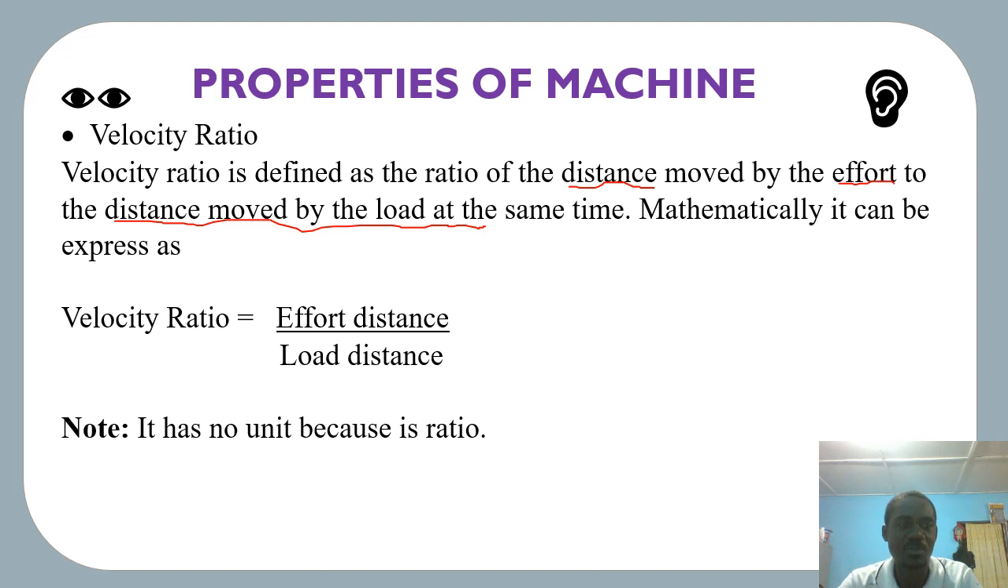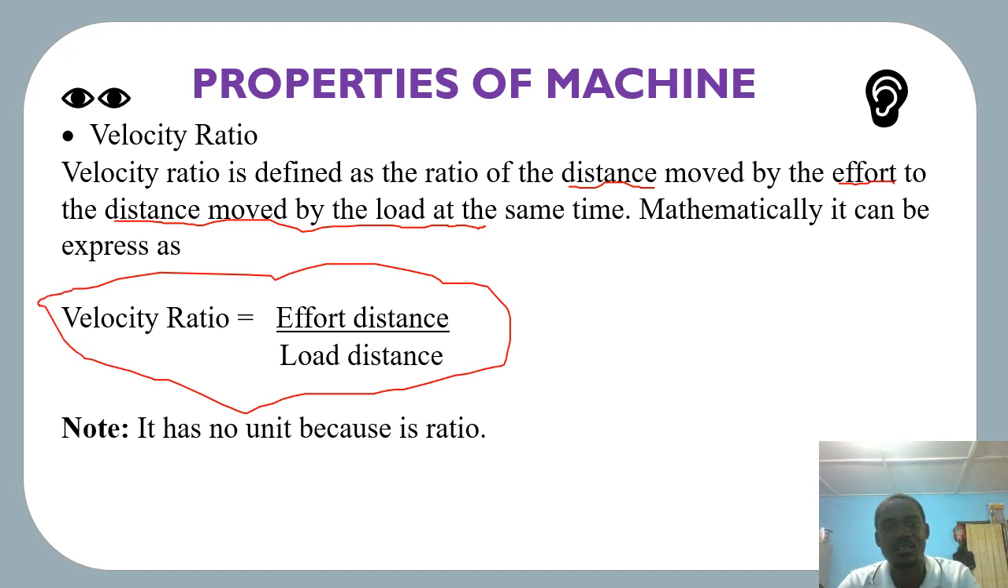So it can be expressed as VR is equal to effort distance over load distance. It also has no units because it's a ratio. So if the distance is measured in meter, effort distance measured in meter, load distance also measured in meter, the meter will cancel each other, making it unitless.